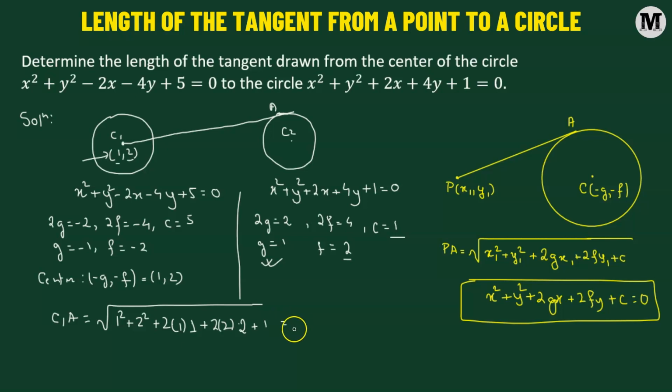So let's compute this value. Summing up, we get 16, so that means our length comes out to be 4 units. So this is going to be the length of the tangent C1A, or 4 units, which is drawn from the center of the circle C1 to another circle centered at C2.